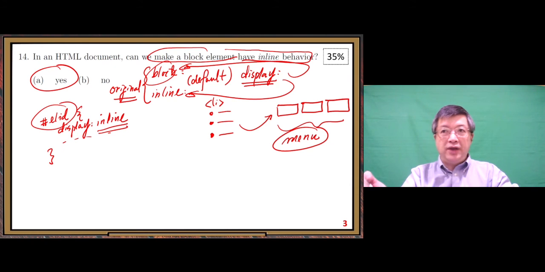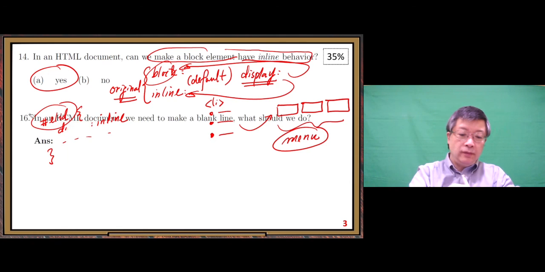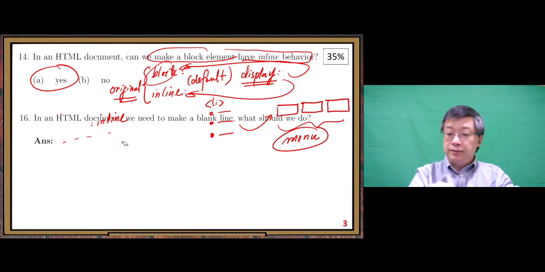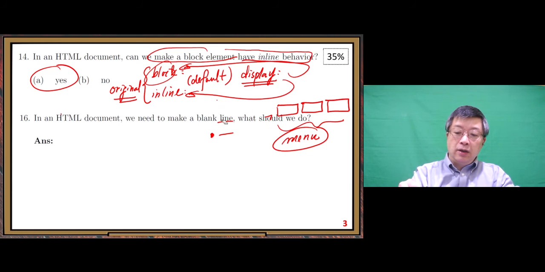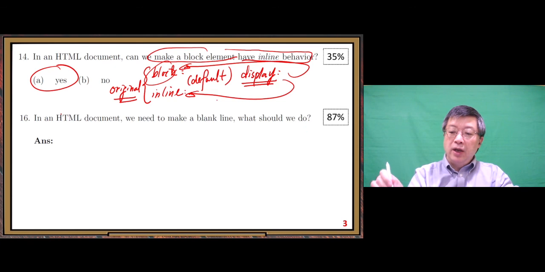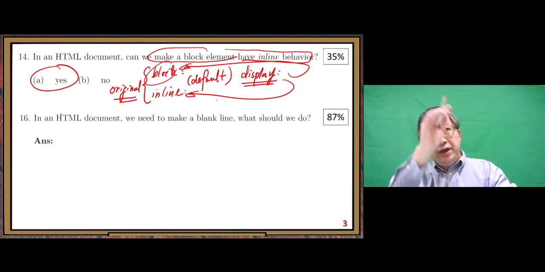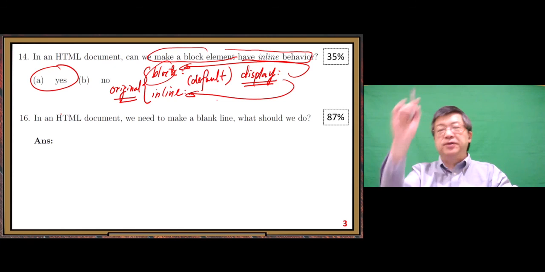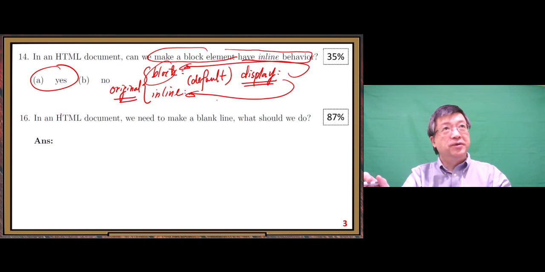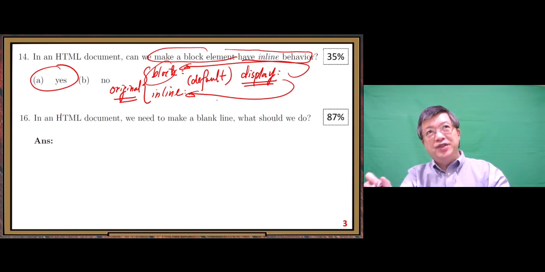All right, the next question. Number 16. The missing rate, wow, huge, big one. 87%. So big. So this question actually is very useful.